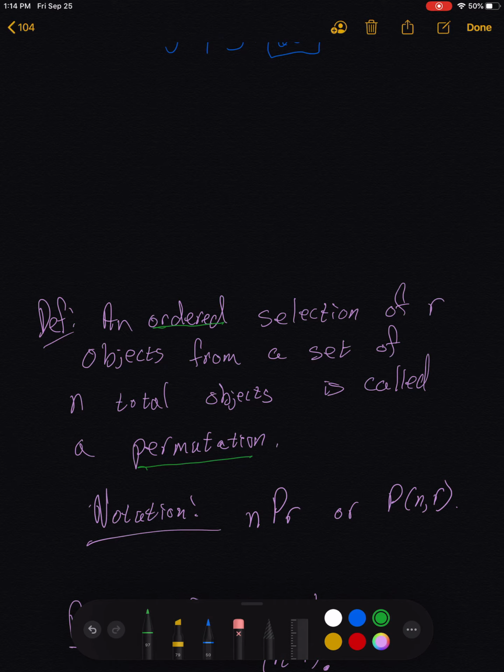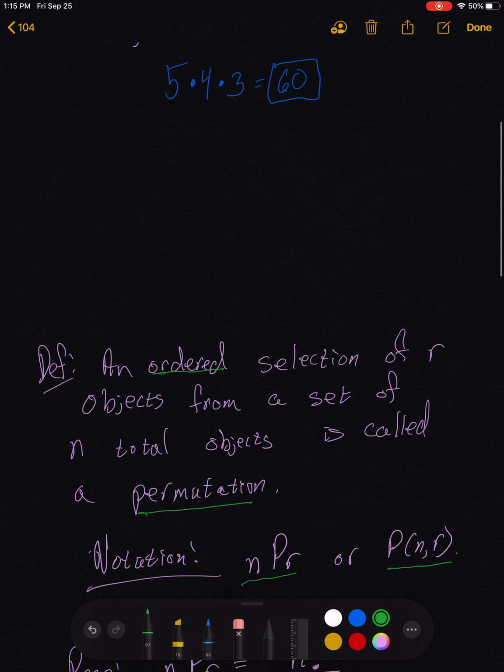So we're selecting r from a group of n total. So in the previous example, there were 5 people total, and we were selecting 3. So n would be 5 and r would be 3. Our notation for this is we write nPr for a permutation of r objects chosen from a group of n, or another way you may sometimes see it written is P(n, r) in parentheses. So to relate that to our previous example, again, we had 5 people total, and we wanted to choose 3 of them, and the order mattered.